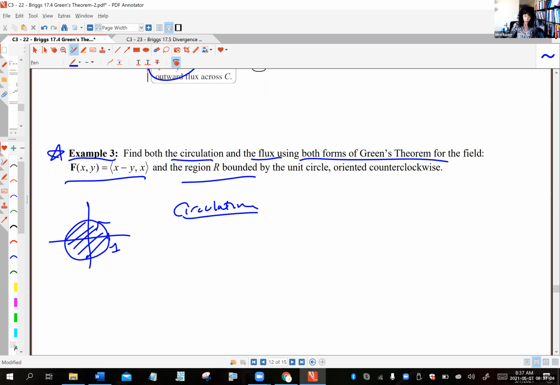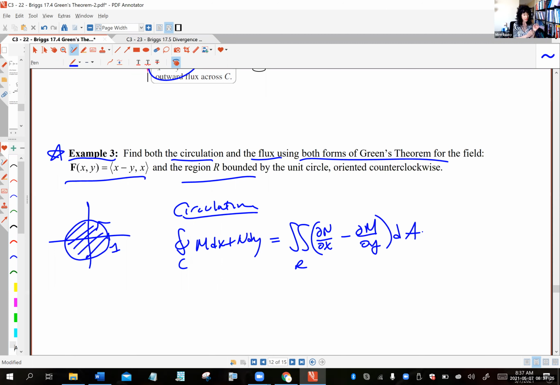And that's the original Green's that you learned. I'm just going to repeat it for review's sake. Your line integral looks like M dx plus N dy. And Green says, turn that into a double integral where you have the partial of N with respect to x minus the partial of M with respect to y. So here's N, dN/dx looks like it's 1, minus dM/dy, that looks like -1.